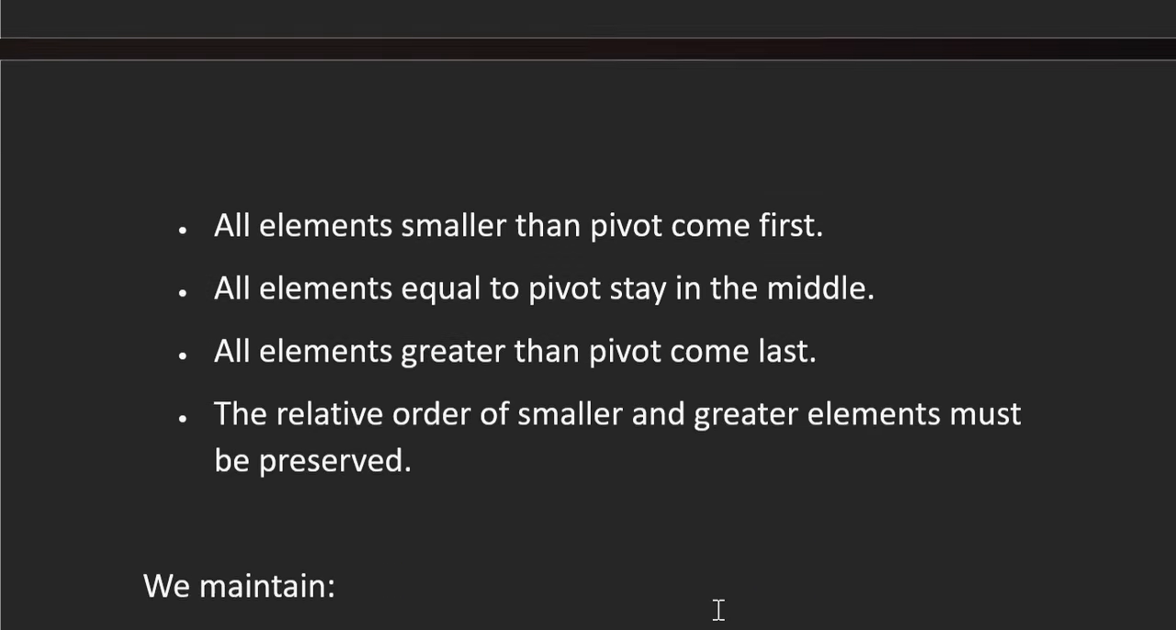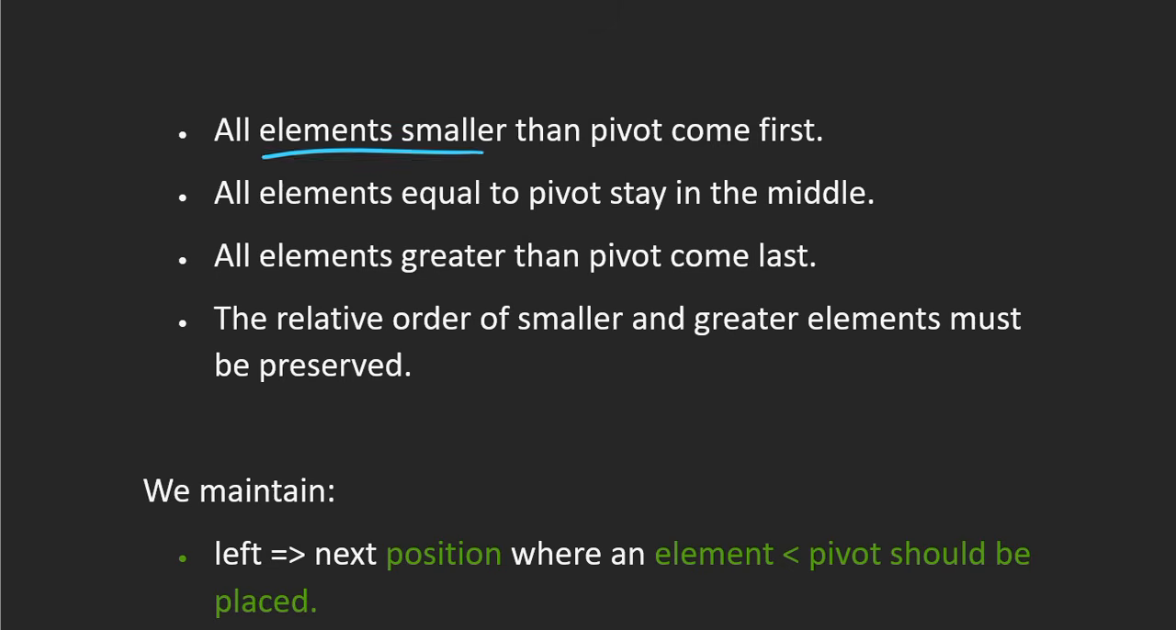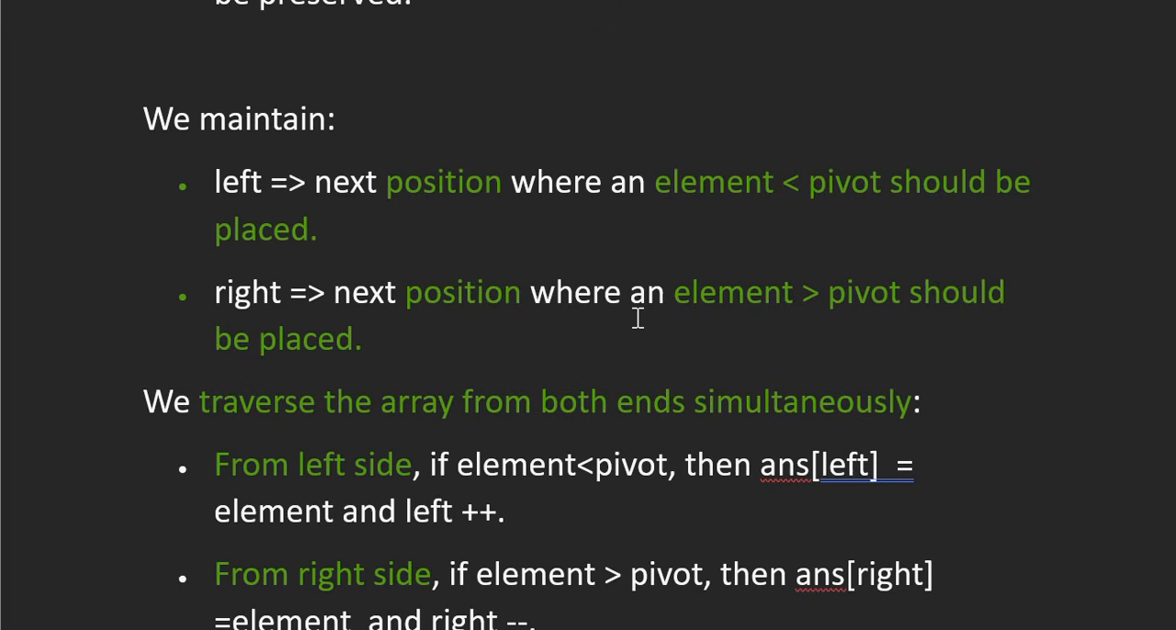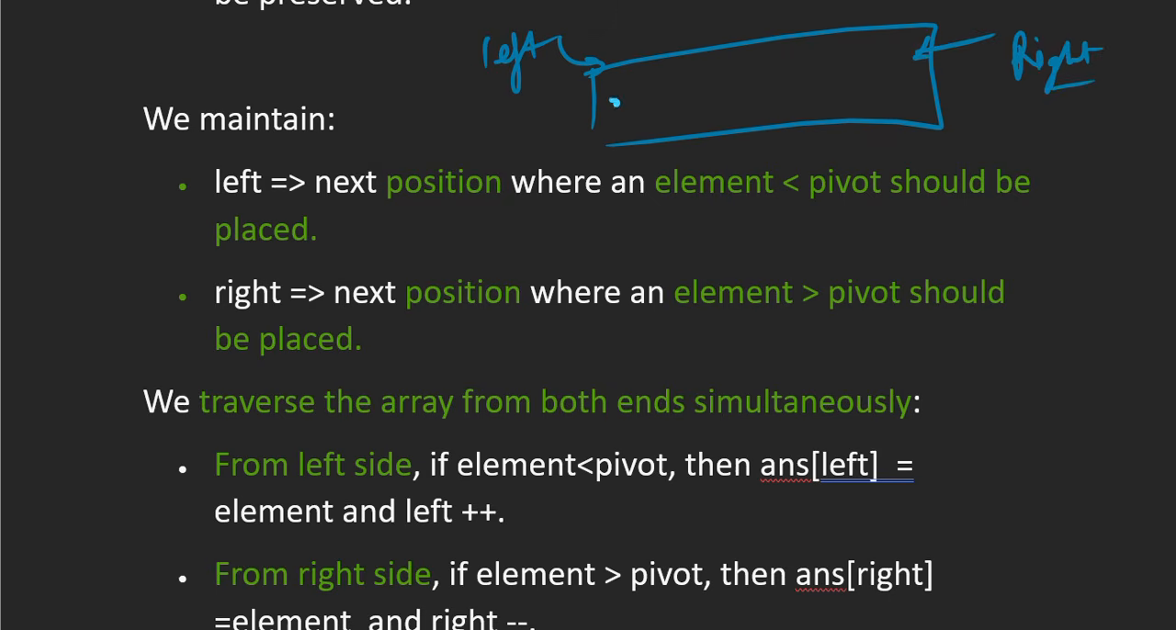As we know, we need to arrange our nums array such that the elements smaller than pivot come first, then elements equal to pivot come in the middle, and elements greater than pivot come last, and their relative order should be preserved. So basically we take an answer array, and then we take two pointers, left pointer and right pointer. Whenever we get an element less than pivot, we put that element where our left is pointing, and whenever we get an element greater than pivot, we put it where our right pointer is pointing.